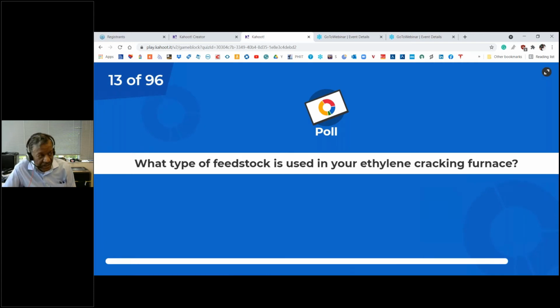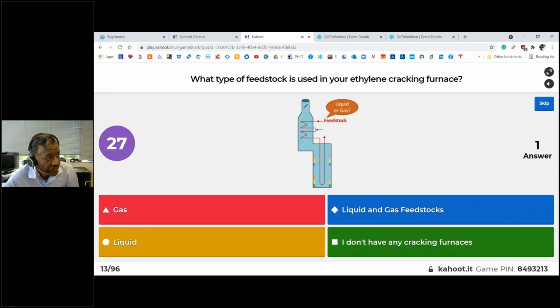So again, let's get your feedback. What type of feedstock are you using in your cracking furnaces: gas, liquid, or liquid and gas both?